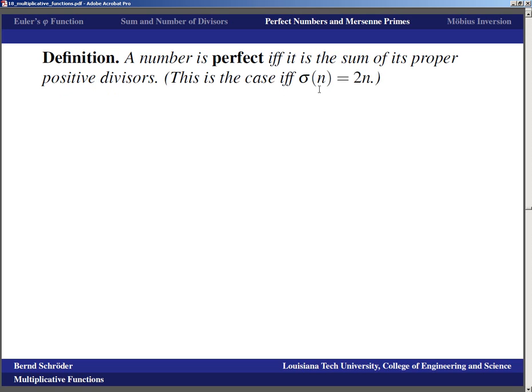And that is the case if and only if sigma of n is equal to 2n, because n itself is also one of the divisors, right?